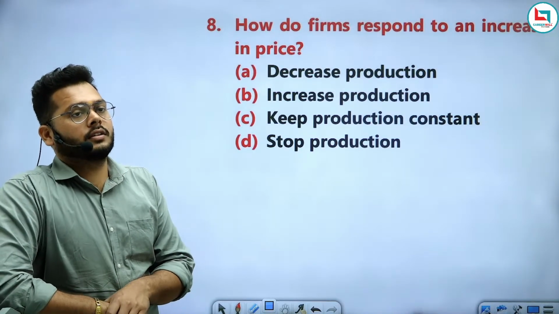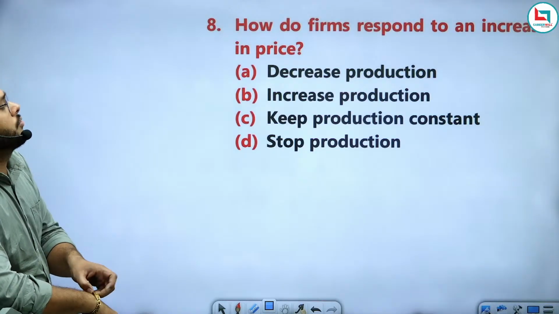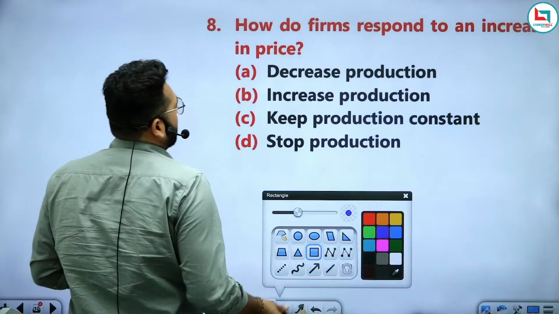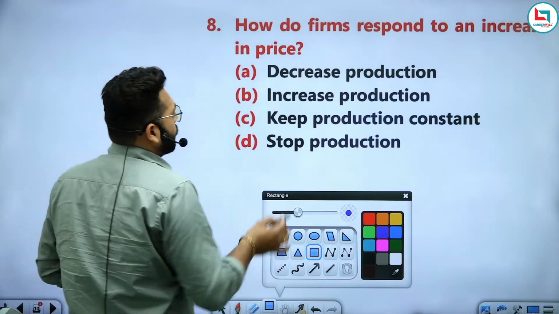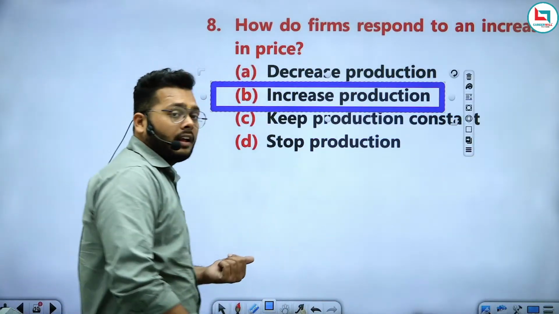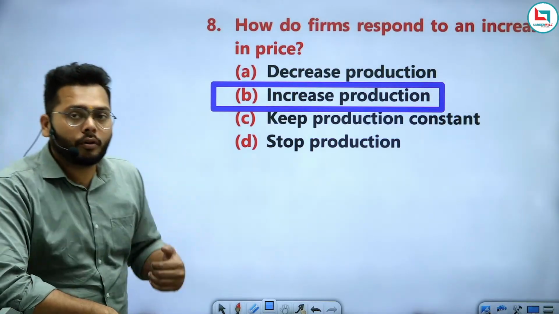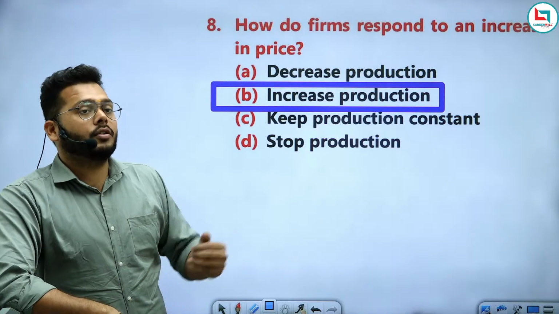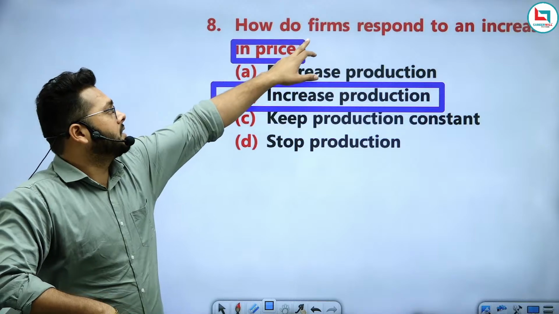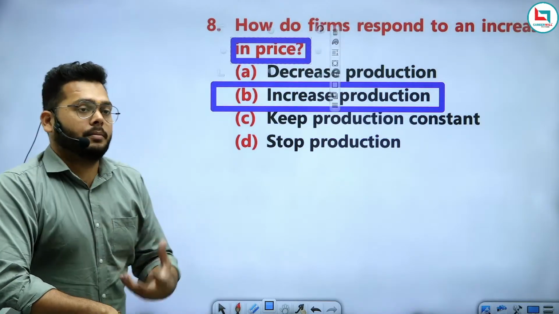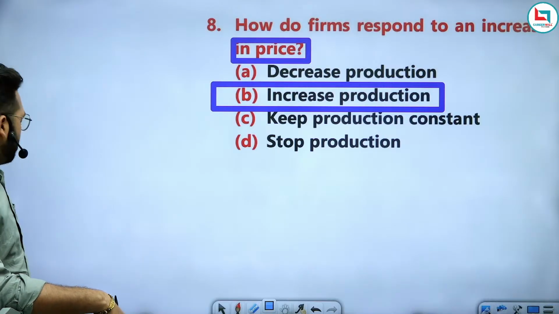Answer the question fast. The question is asking, how do firms respond to an increase in price? As you all know, as I've already told you many times, if there is an increase in the price, there will be a decrease in production, an increase in production, or production will be kept constant. He will increase the production. Why? Because he will sell more. Why will he sell more? Because he will get more profit. Why will he get more profit? Because the price of that particular good has already increased. The question already mentioned this, if there is an increase in the price. Clear? This is a very easy question. Let's move to another question.